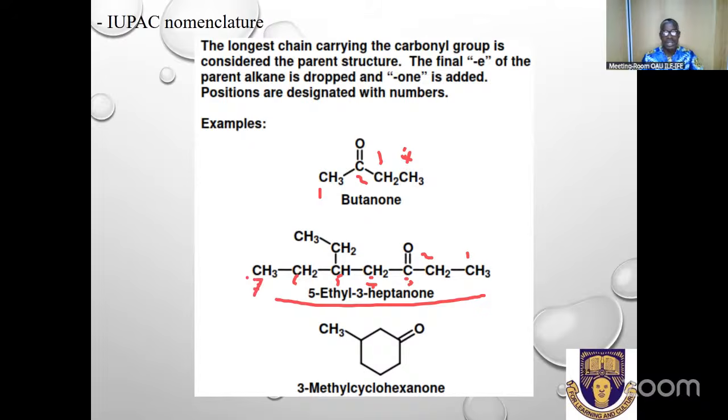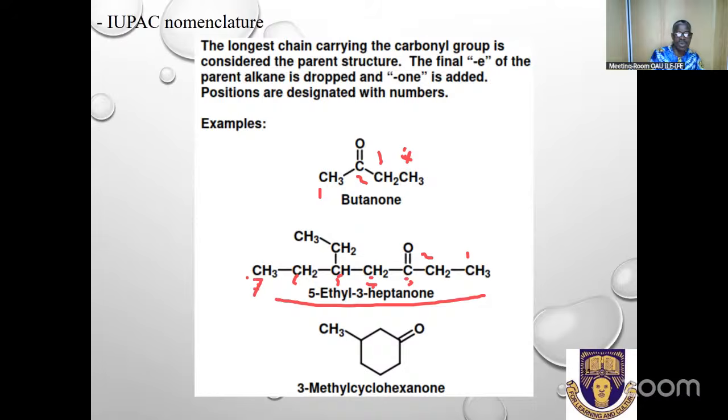So the name for this one is, that means the substituent on carbon 5, which is the ethyl group, is a substituent on carbon 5. So the name now is 5-ethyl 3-heptanone, or 5-ethyl heptan-3-one. So any of the two is correct.